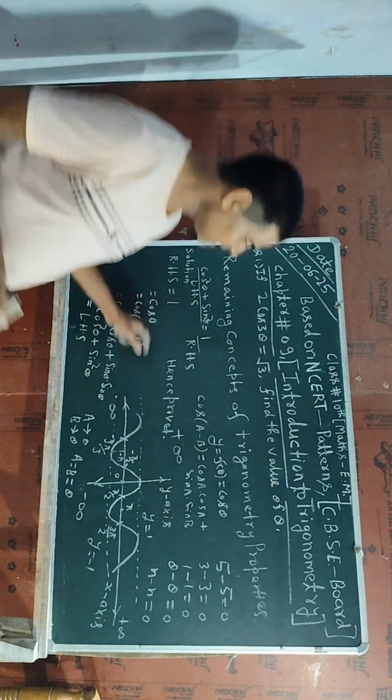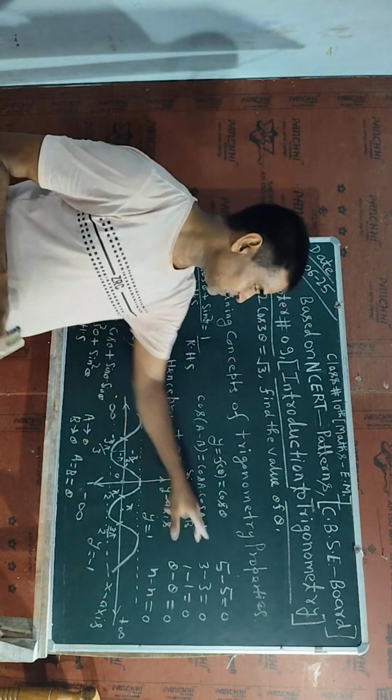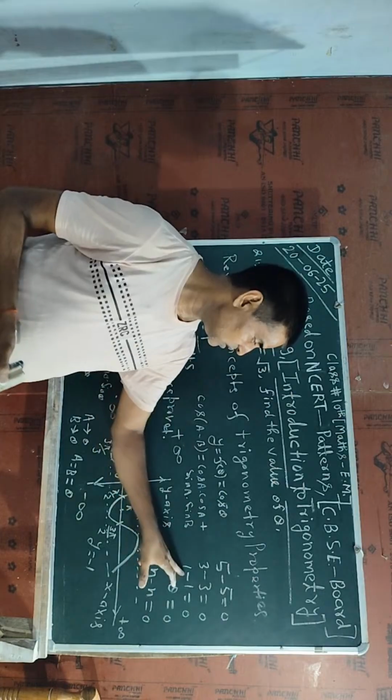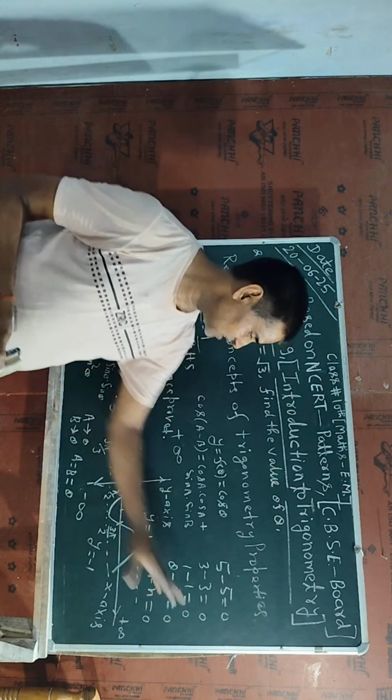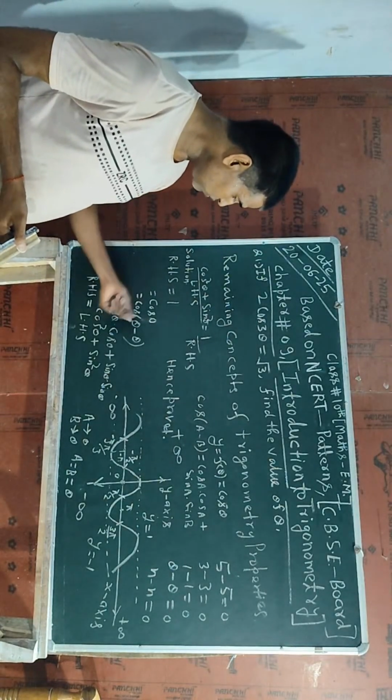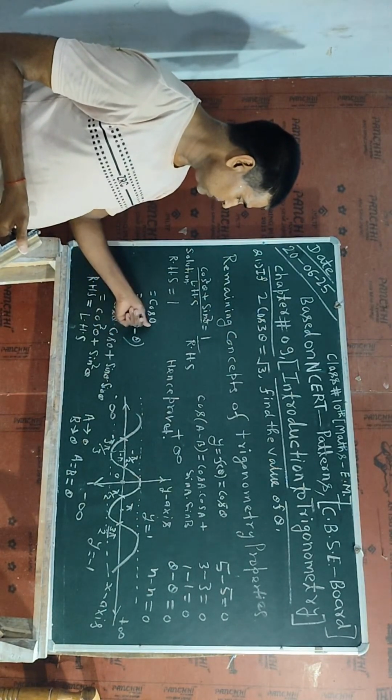And here I have already explained its concept. 5 minus 5, that will be 0. 3 minus 3, that will be 0. 1 minus 1, that will be 0. Theta minus theta, that will be 0, and so on. So in the place of 0, I can write theta minus theta, its value will be 0.